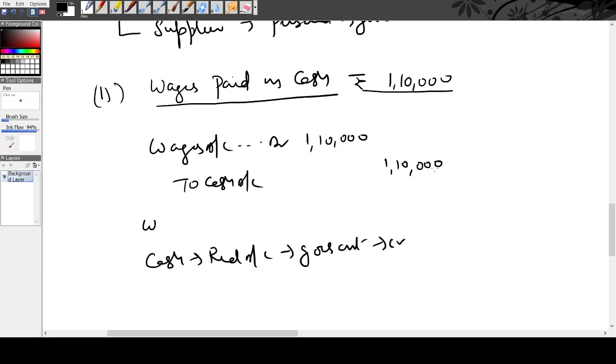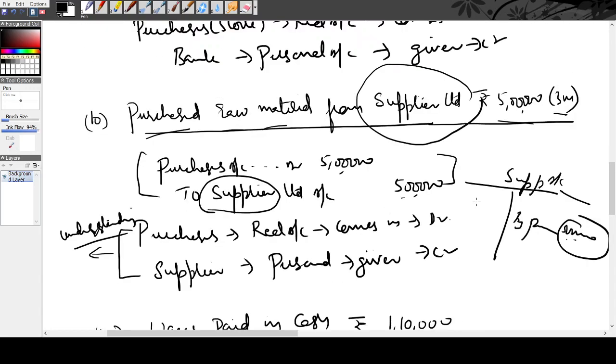Now the question arises, cash is going out, we have recorded the credit part. Why did the cash go out? The cash has been spent for an expense called wages. Wages is a nominal account. Expenses and losses debit. So this is the logic, a very simple entry.